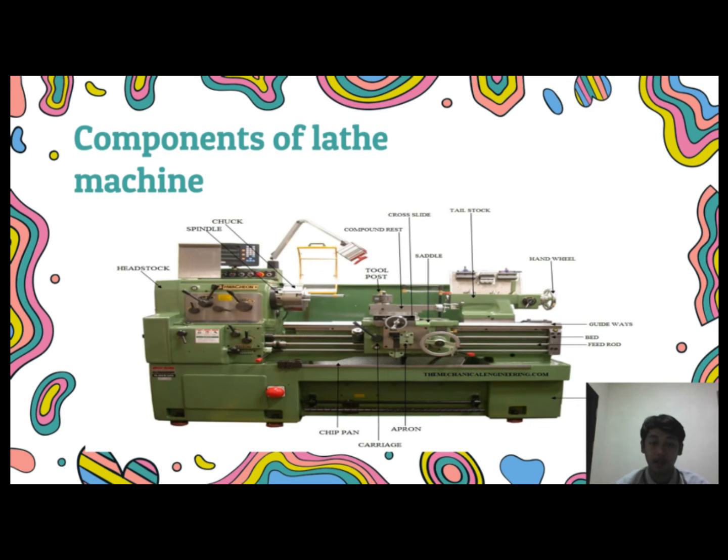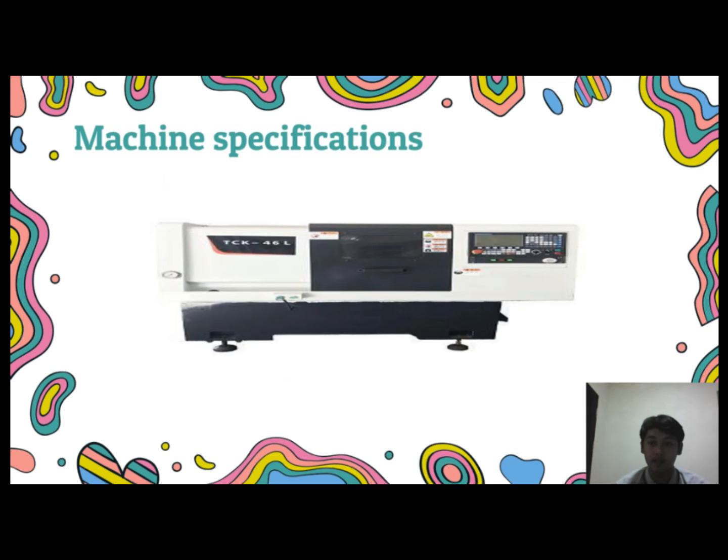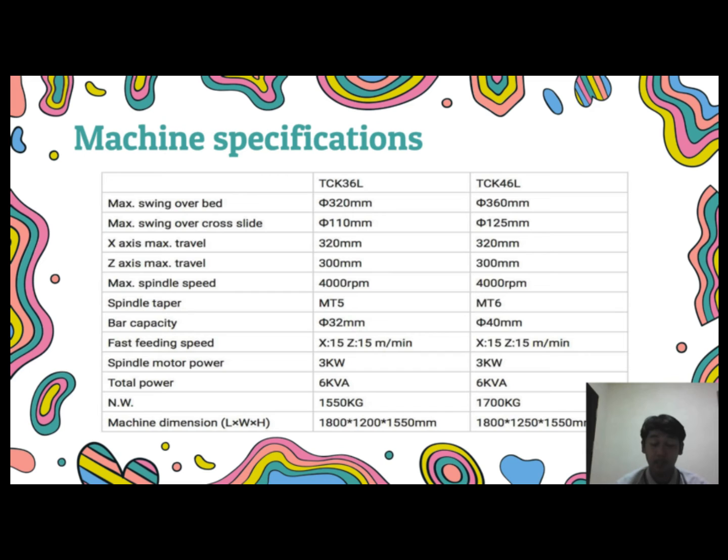Next are the components of the lathe machine, which consist of the headstock, spindle, jaw, chip pan, carriage, apron, tool post, compound rest, cross slide, saddle, tailstock, hand wheel, guide ways, bed, and feed rod. This is our machine specification, where we chose the TCK 46L, which is a CNC lathe machine.